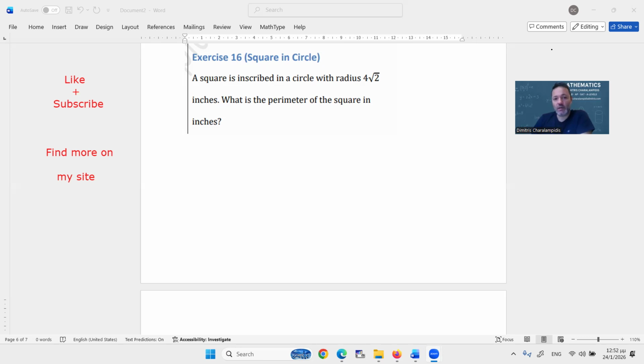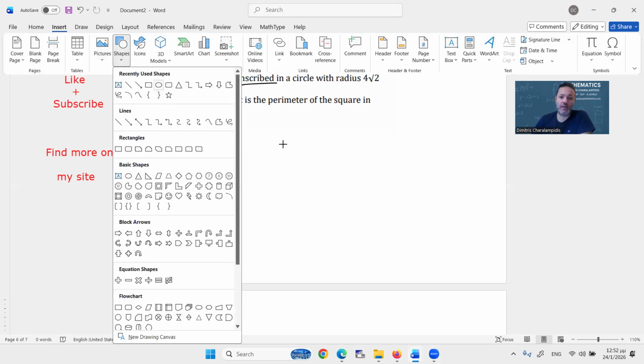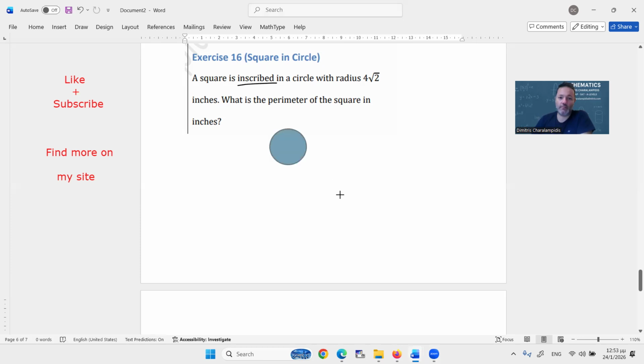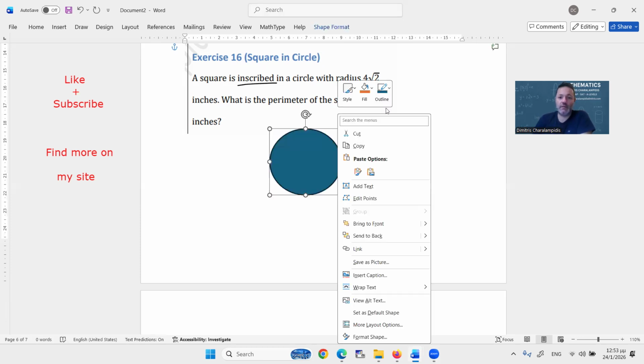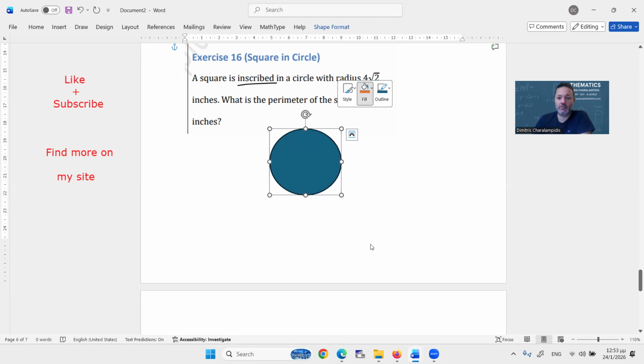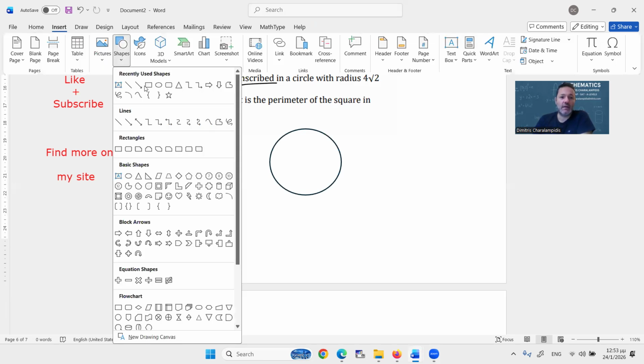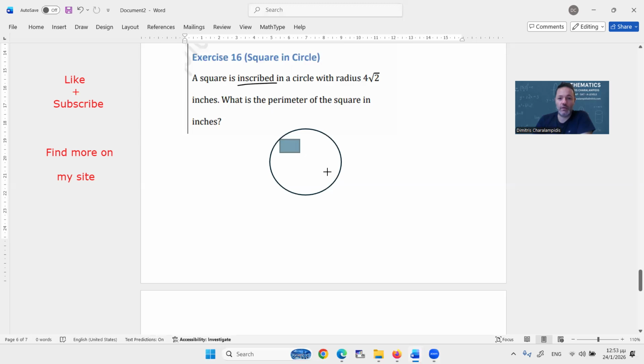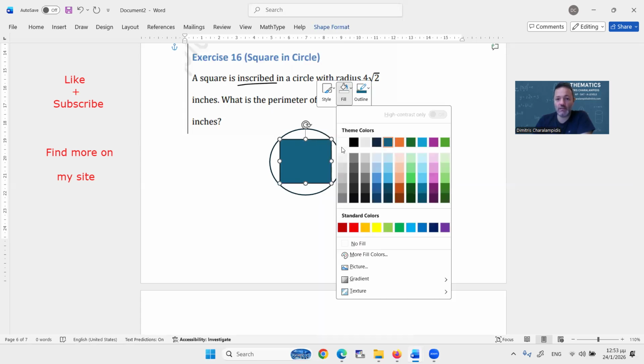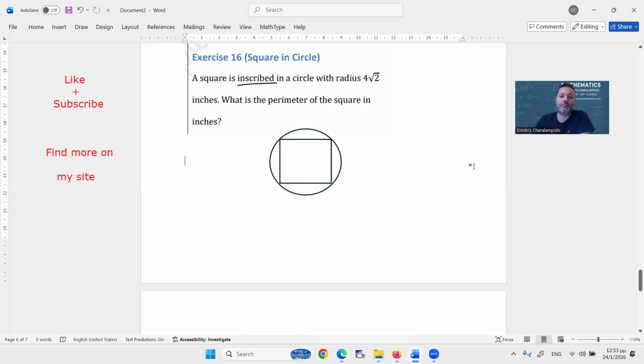A square is inscribed in a circle means, let me use technology, that we have a circle. Let's empty it, so no fill. We have a circle, and inside that we have inscribed a square. So here, let me inscribe a square. Inscribed means that the square is totally inside the circle.